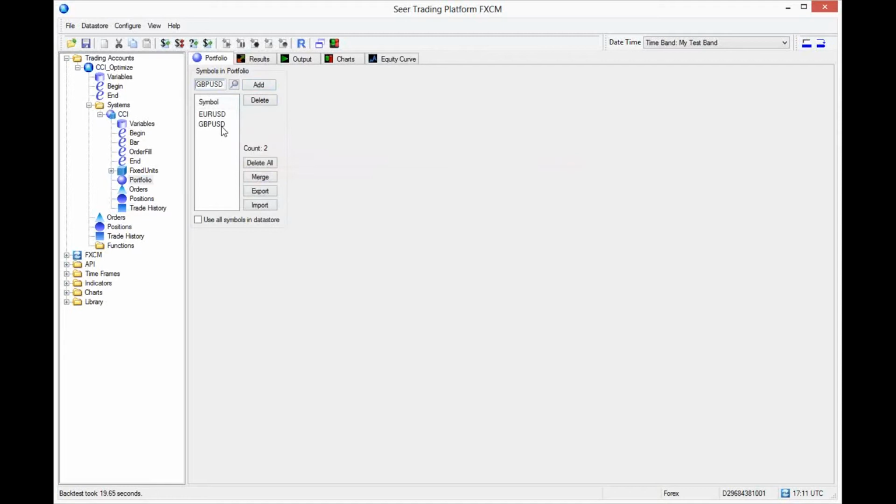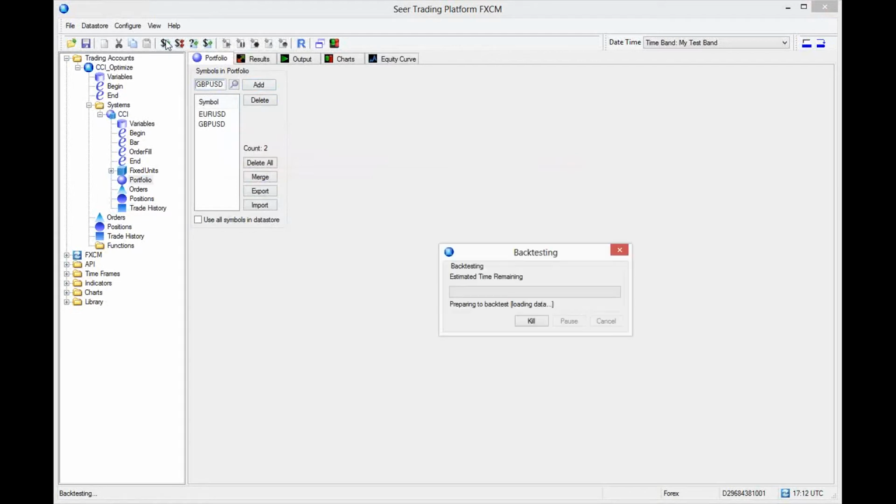Now, of course, equity curves, as I said before, are almost bordering on useless when you're looking to trade a system live. You need to look at the mark-to-market equity curve. And so Seer can actually do this on multiple instruments. So this is an example. I've got GBP USD and Euro USD, and I'm going to backtest this. Now bear with me for one moment while this happens.